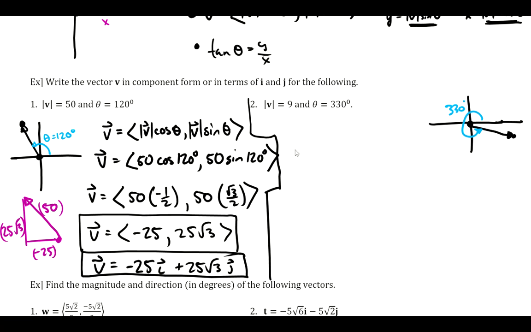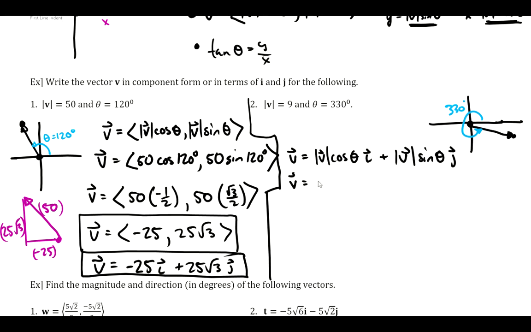All right, so this time around, I'm going to use my same setup, but I'm going to do it in terms of i and j right away. So that would be the magnitude of v, cosine of theta, and then i, plus the magnitude of v, sine of theta, and then j. Okay, so I'm doing the same thing, I'm just doing it in a different form. And now I'm going to plug those in.